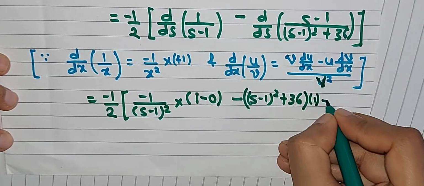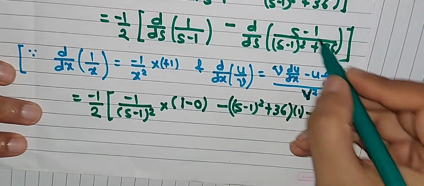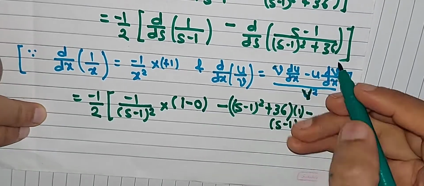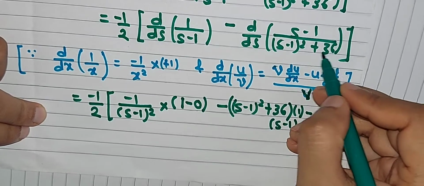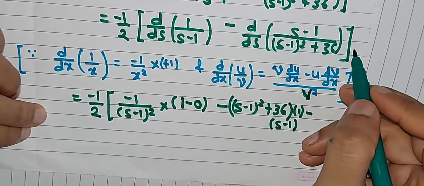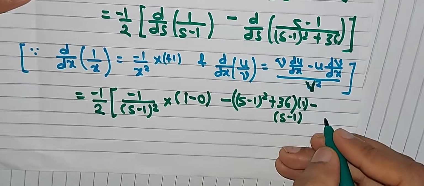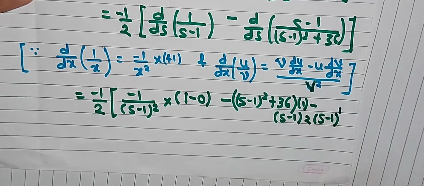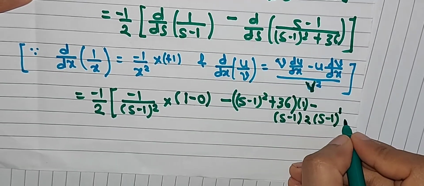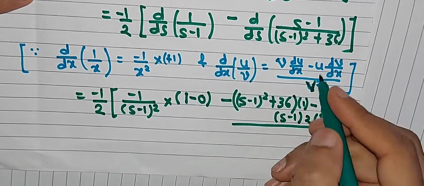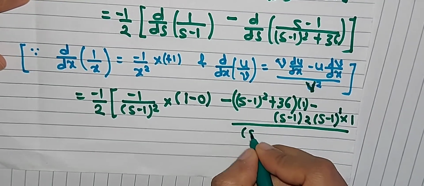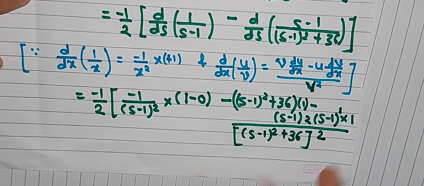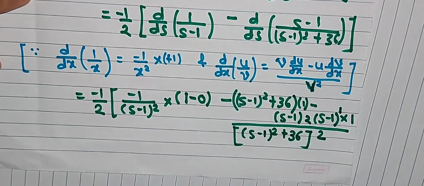Now take the minus sign as it is. Now I will take the numerator s minus 1 as it is. The derivative of my denominator's constant term will give us 0 because it is a constant. Now the derivative of this function is nothing but 2 into (s minus 1) raised to 2 minus 1, that is 1, and the derivative of the inside function is 1, so into 1, divided by the square of the denominator, that is ((s minus 1) squared plus 36) whole squared. So we have obtained this value with the help of this formula.